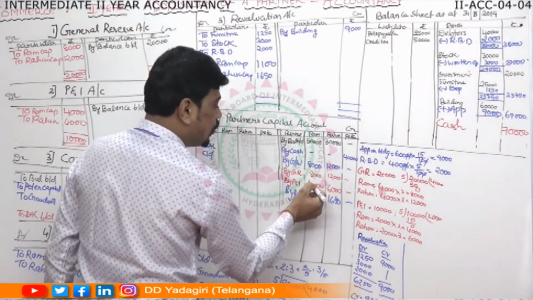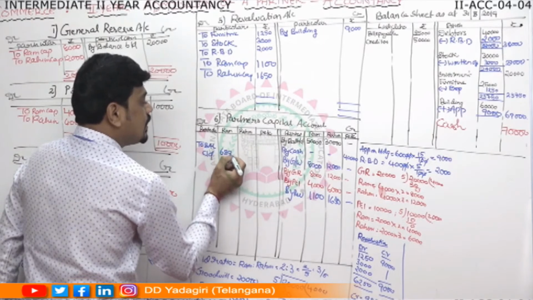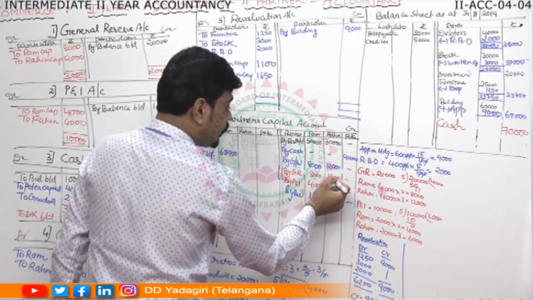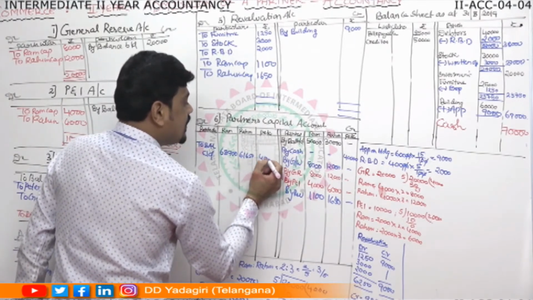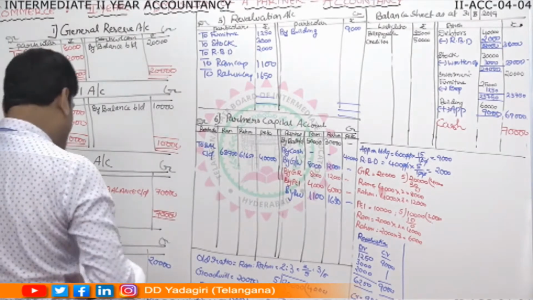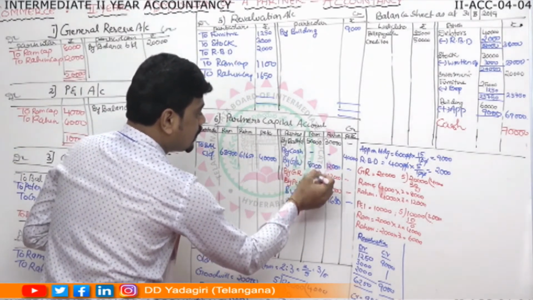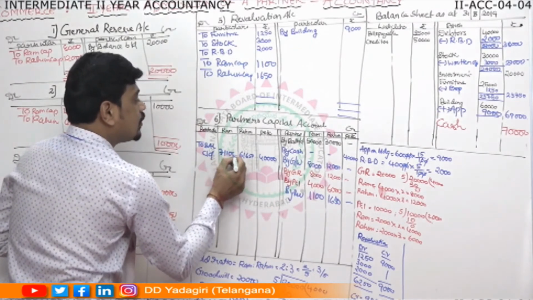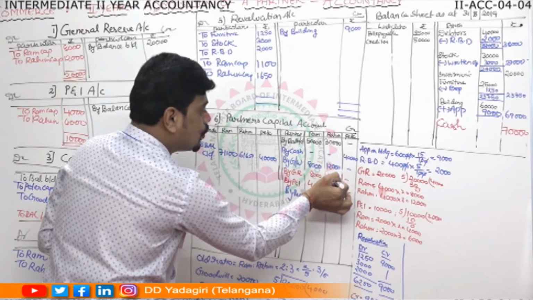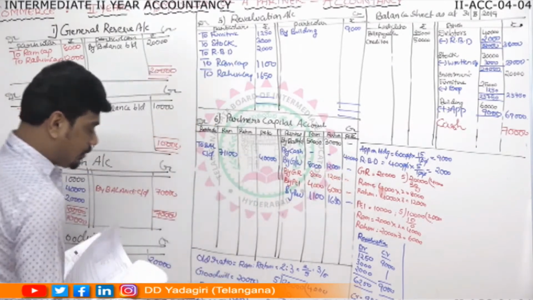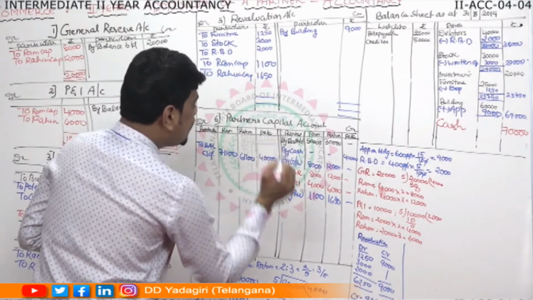So 50, 58, 64, 68, 68 plus 1100, 69,100. 30, 42, 54, 60, 61,650, and here we get 40,000. This is the new partner's capital which we got. 50,000, 66, 70, 71,100. Sorry, dear. Then 61,650, 30,000 plus 12, 42, 54, 60, 61,100, and then we get 40,000.